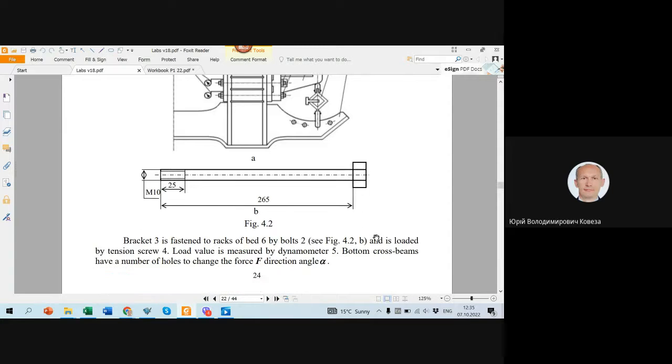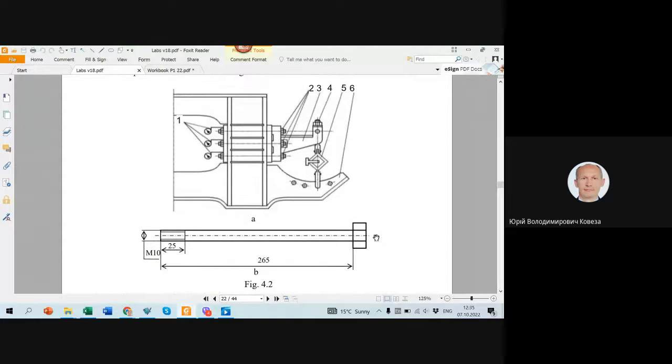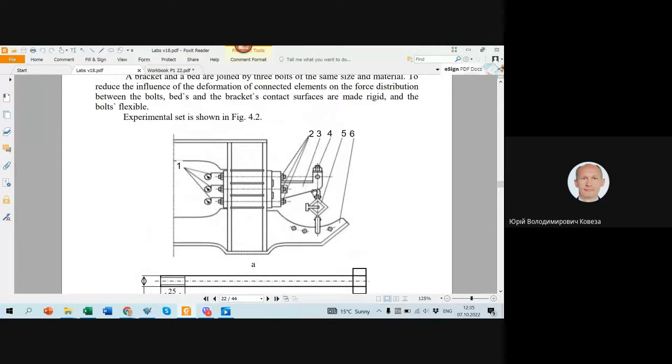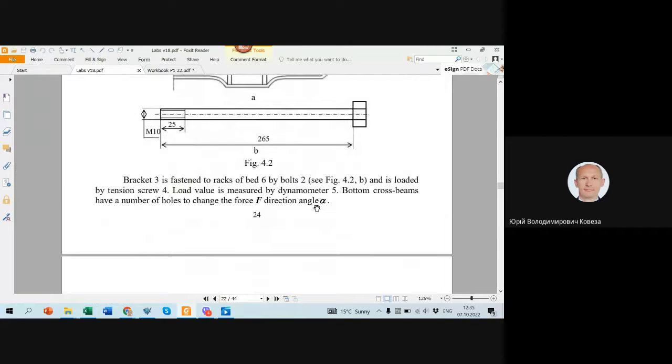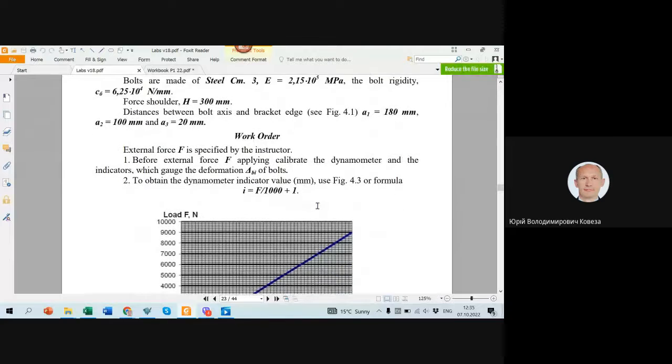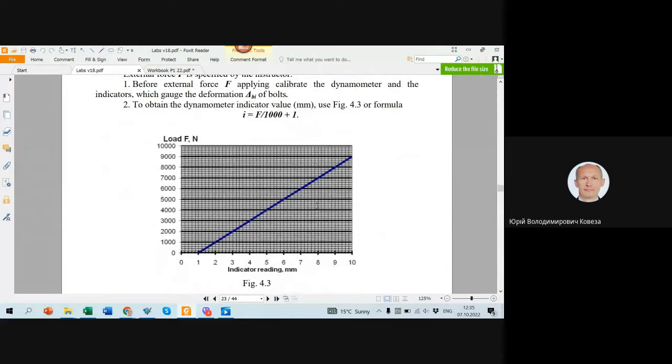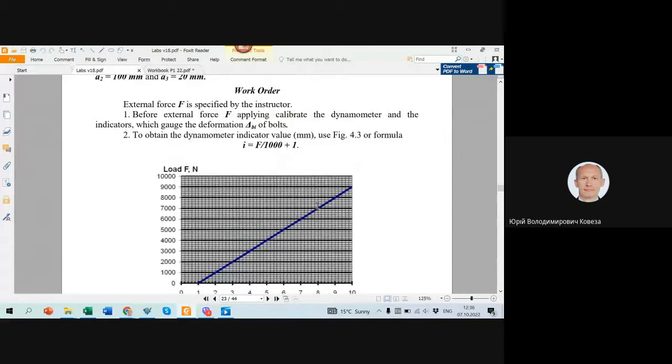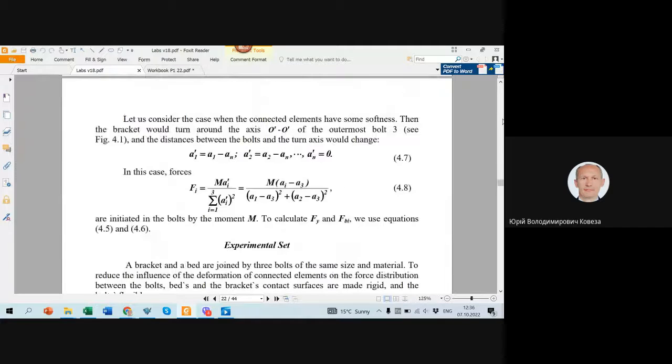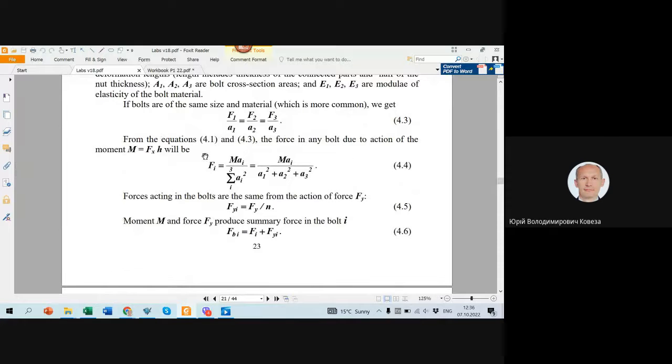So, we considered the laboratory set, and now the next stage is an order. We should load our bolts and, after that, compare these bolts' loads with the calculated value. So let's make it calculated. You should use this formula to find forces. 1, 2, 3.